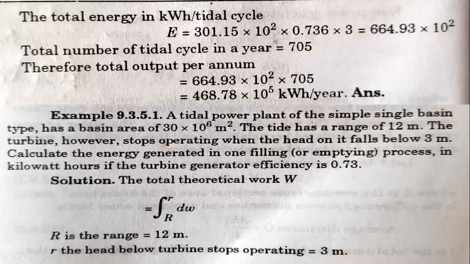So this is the previous problem we have gone through. A tidal power plant of simple basin type, area is given as 30 into 10 power 6 meter square, high range is 12 meters and low range is 3 meters. Find the energy calculated in one filling emptying process. So they asked to find out the energy, how much it is needed for filling or for emptying, and the efficiency is given as 0.73.